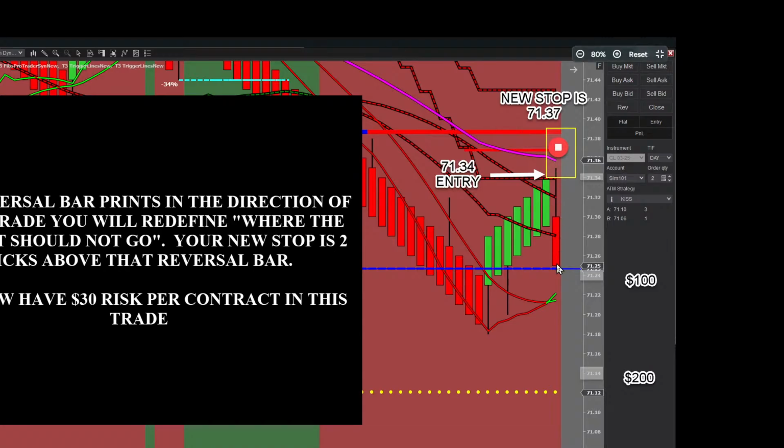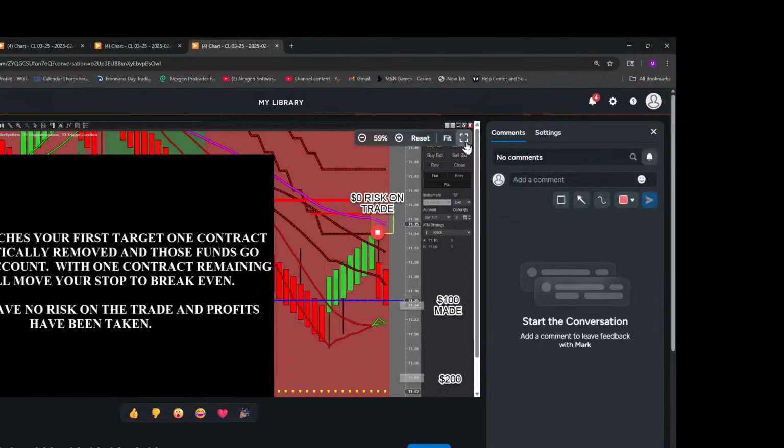Once I get this confirmation bar, I'm going to redefine where the market should not go. I'm going to say every one of my hopes and dreams is coming true. The market's going the right direction. I'm going to reduce risk, and my new stop is 2 ticks above it. And I just went from $150 per contract to $30 per contract. Doesn't guarantee a winner, doesn't mean they won't come get me, but it means that if they do, it's not too terribly painful at $30 a contract. If they don't get me, we're off to our payday, guys.